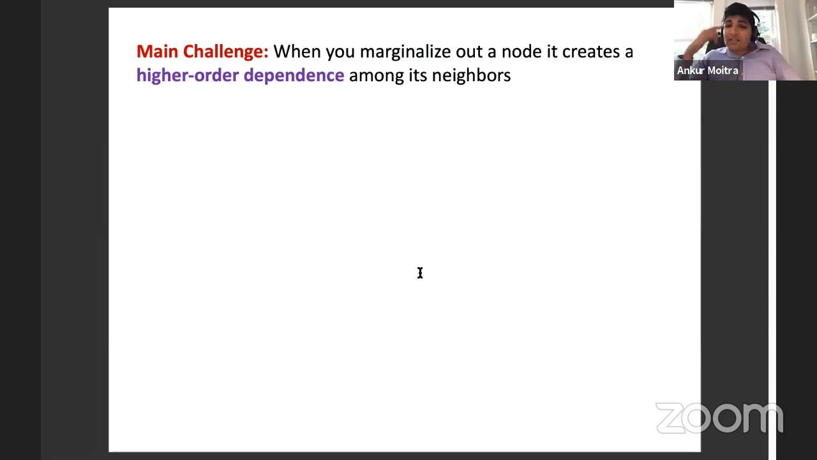So in fact, there's a conceptual challenge that happens, which is, what happens when you take a node and you make it unobserved, you make it latent? Well, before, when it was observed, it had a very simple dependence structure. Once you condition on it, if it's in a tree, then its neighbors become conditionally independent. But the issue is that, in general, when you remove that node and marginalize it out, you create a higher order dependence on its neighbors.